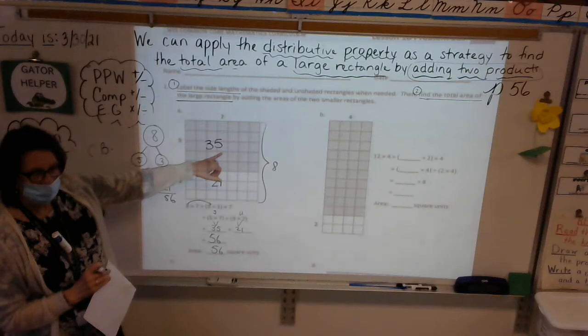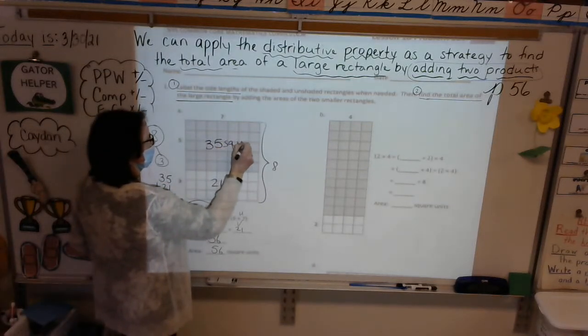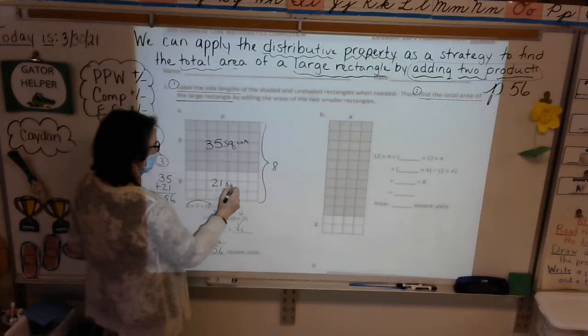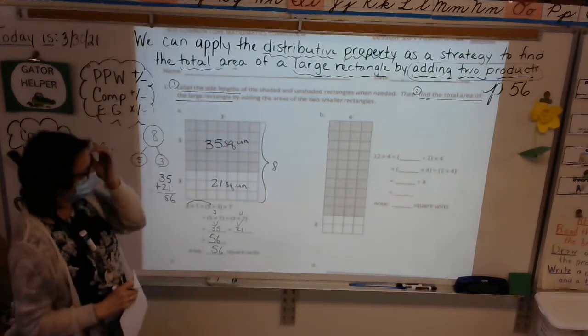Wait, you mean 35 square units? Oh, okay, we can do that. Thank you, bud. 35 square units. You're right, you probably should do that. I always tell you how important it is to dress up your numbers when you're working together.